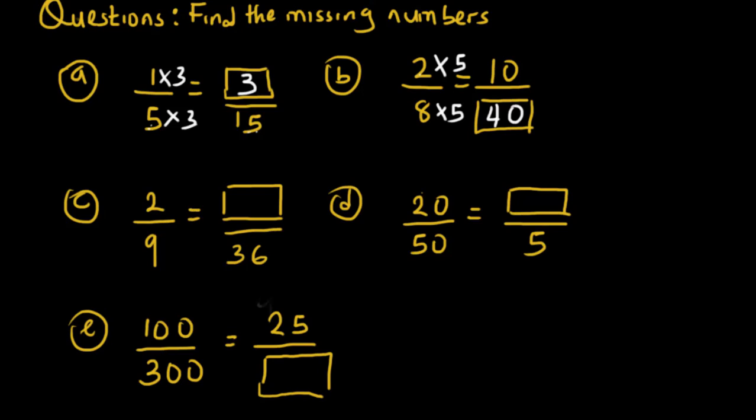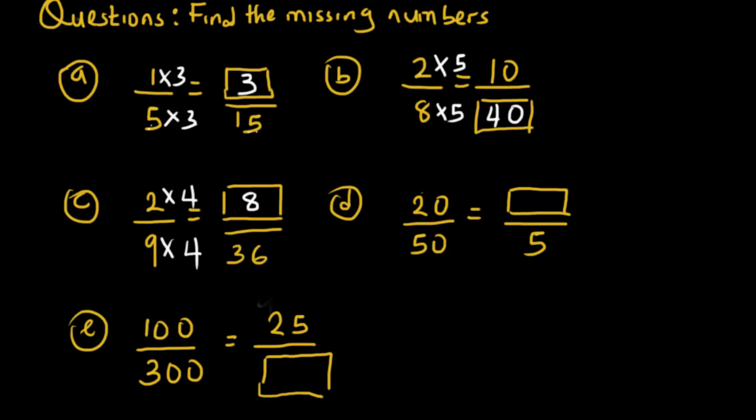Let's do C. 2 over 9 equals dash over 36. What did we do to 9 to get 36? We multiplied by 4. 9 times 4 is 36. So we multiply the top value by 4. 2 times 4 is what? 8. Do you understand?